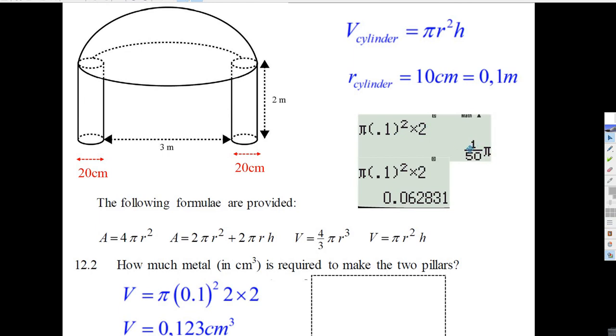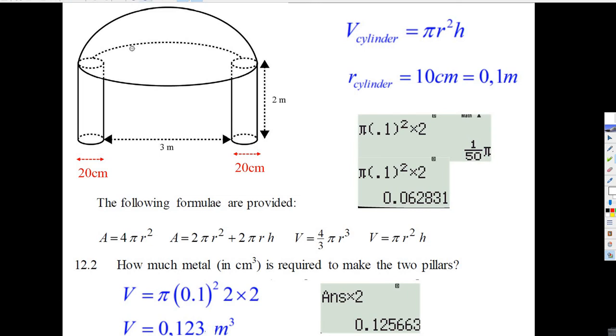Pi r squared h gives me this 1 over 50 pi, but I hit the decimal button, and it gives me 0.06, but I double it. And that's how I end up with 0.125. I rounded it off to 0.123 cubic, not centimeters. It'll be cubic meters, like that, cubic meters.